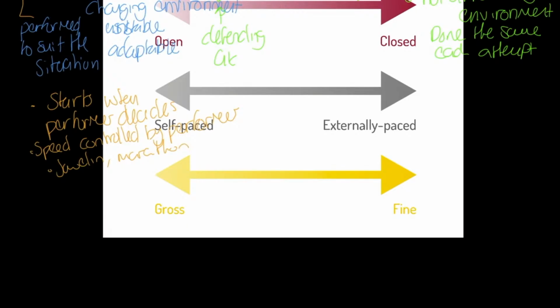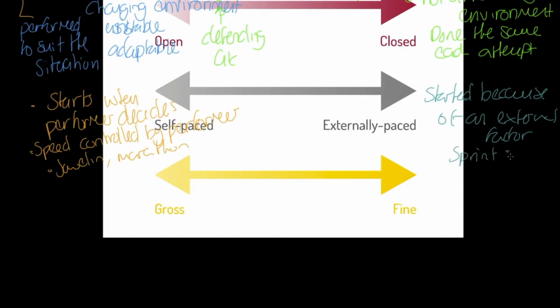Whereas our externally paced skills, of course, these are a little bit different. What we've got here is a skill started because of an external factor. Okay, so such as the starting pistol would be an example. We might have in here things like sprint start. We might have in here things like a goalkeeper save.